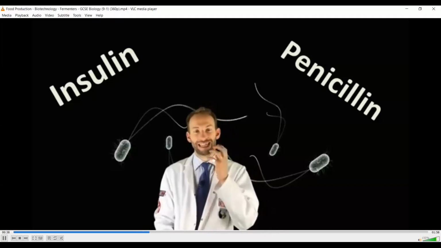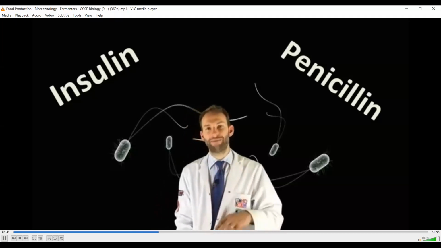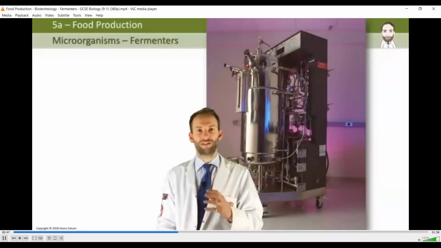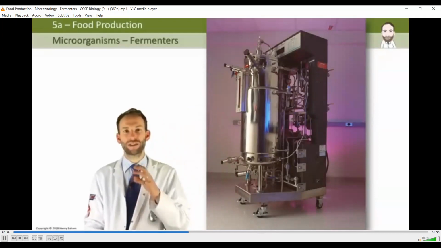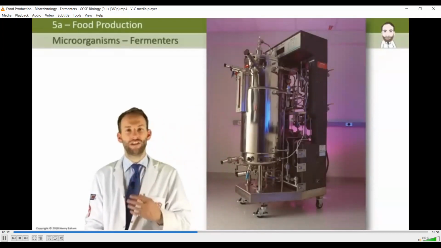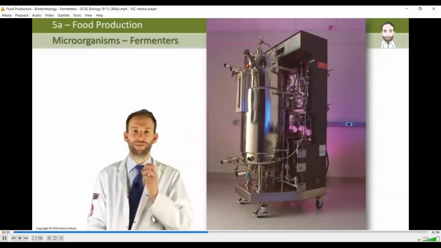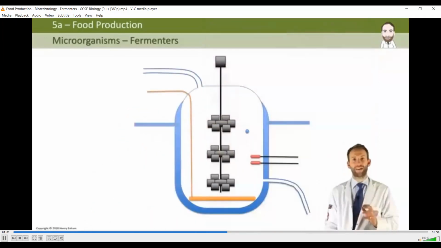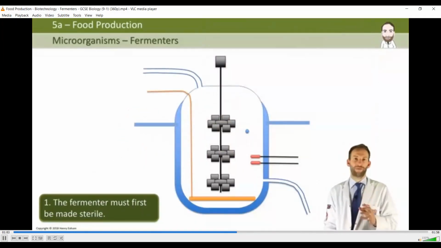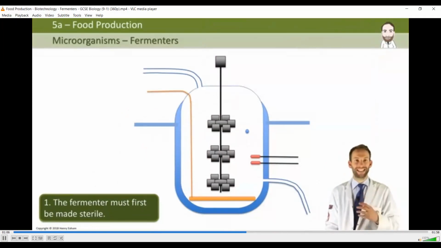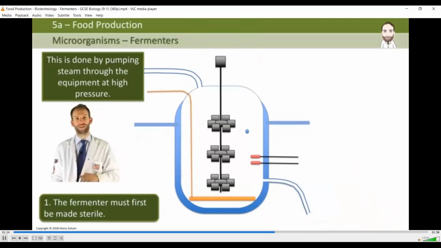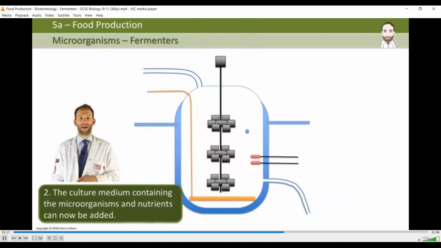The good news is that you can get loads of microorganisms if you grow them in a big container called a fermenter. So industrial fermenters are huge, large tanks that hold up to about 250,000 decimeters cubed of liquid culture of microorganisms. The conditions are then kept in perfect optimum levels for growth. The fermenter must first be made sterile. You don't want to grow the wrong type of microorganisms and again cause some horrendous disease. So the first thing to do is pump steam through the whole equipment at very high pressure. Then you can add your culture medium containing microorganisms and all the nutrients that they need to grow and reproduce.